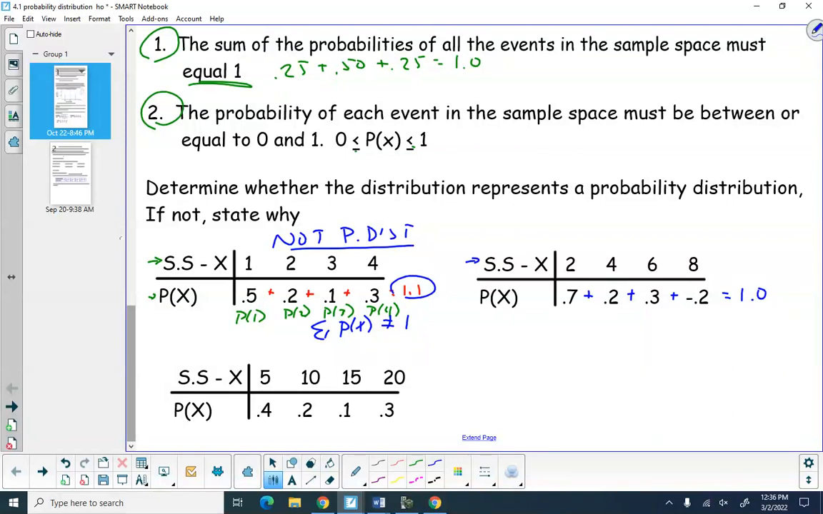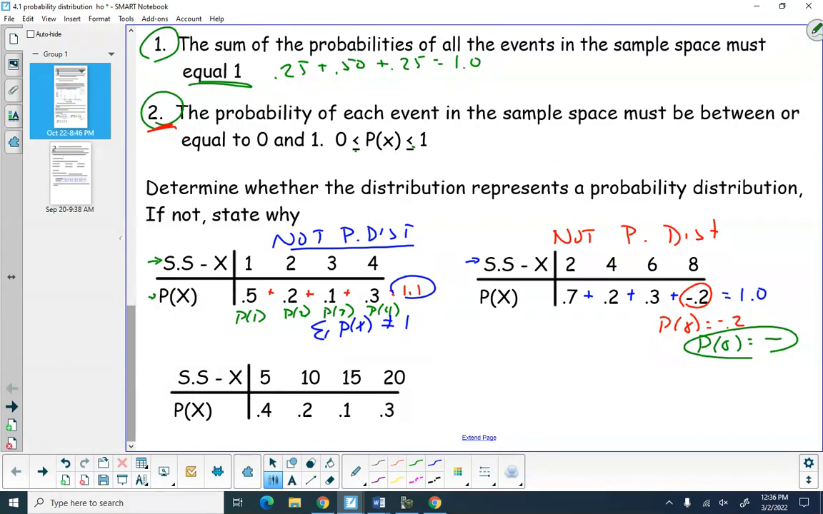But the problem we run into is our probability of an 8 is a negative 0.2. If I look at my second scenario here, my probabilities have to be between 0 and 1. My probability is a negative. So this is not a probability distribution, and the reason why is the probability of 8 is a negative.